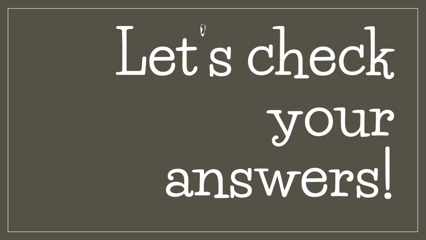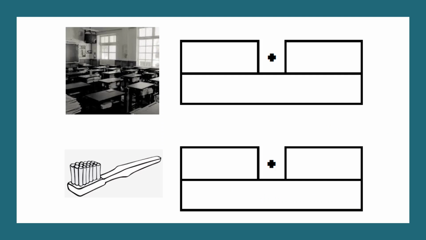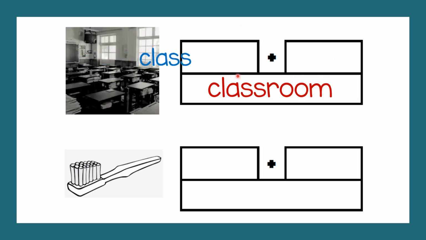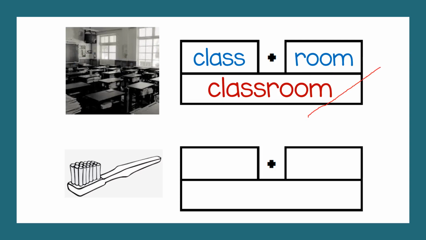Are you done? Okay, let's check your answers together. Alright, let's start. What is the first picture? This is a classroom. Remember your classroom in school yang dah berbulan tak jumpa tu? Now, what are the nouns that make classroom? Class and room. If you got that correct, please put a tick on your handout.